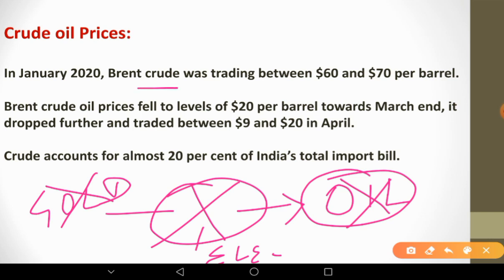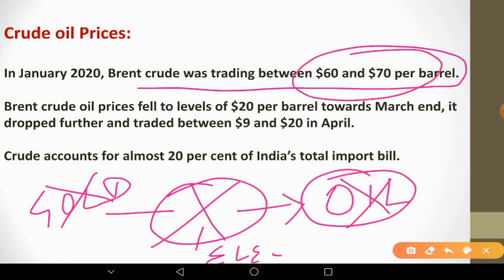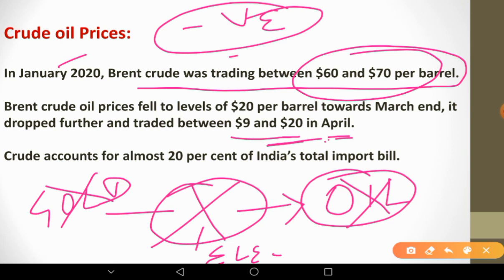The Brent crude was going between $60 to $70 in January 2020, but it went to $9 to $20 in April. It also went negative in the US market for some time. Crude accounts for almost 20% of India's import bill, but it varies. It goes somewhere around 20 to 40% in several years. Like in 2016, oil was around 38% of imports.